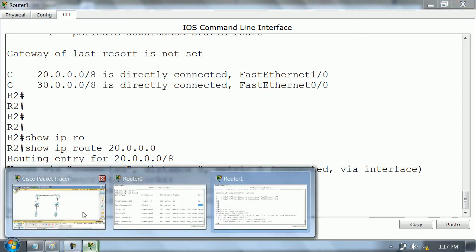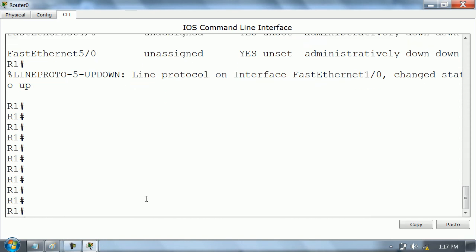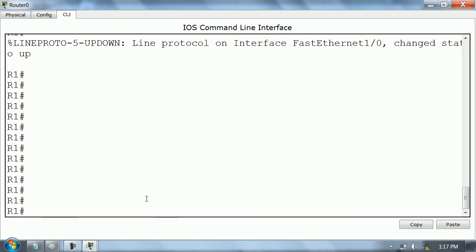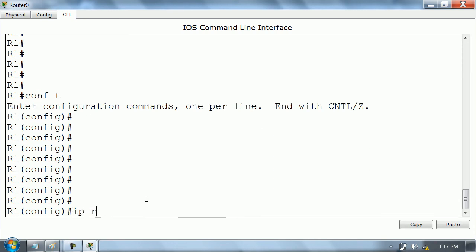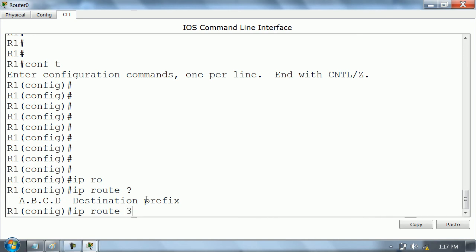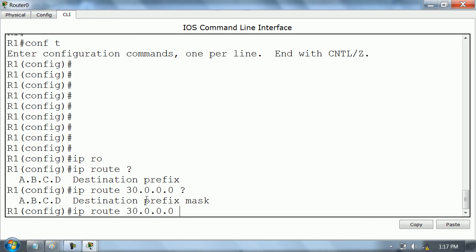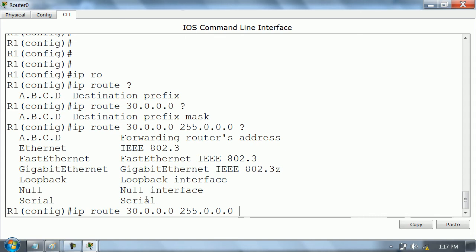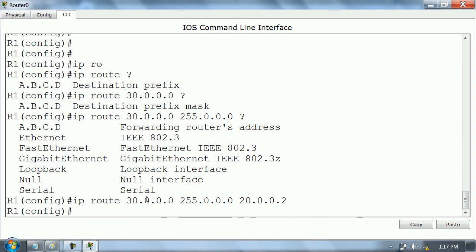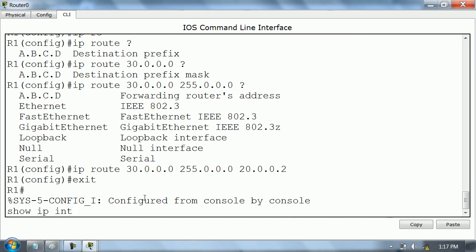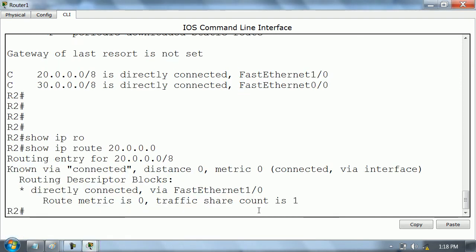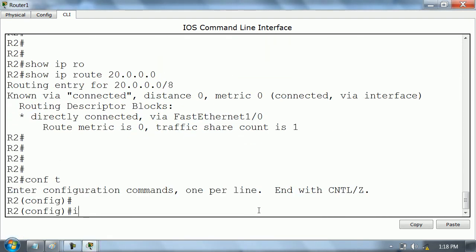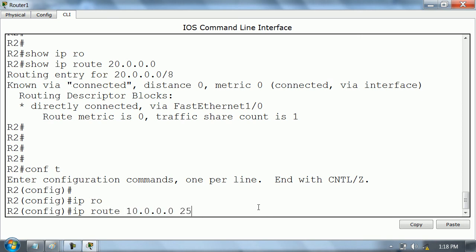Move on to R1. Now guys look here. You want to tell R1 about 30's network and you want to tell R2 about 10's network. So first thing, IP space, destination prefixes, (20.0.0.2). इसकी अपनी IP है 20.0.0.1. Fine. Now IP space, fine. Let us check the routing table.